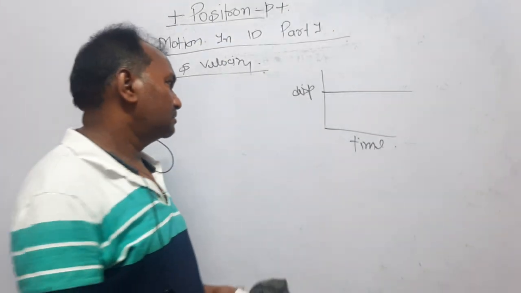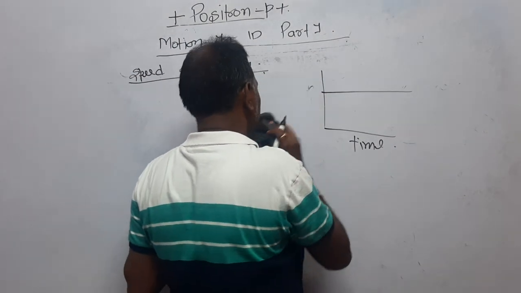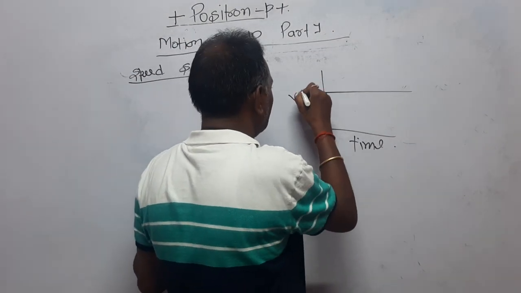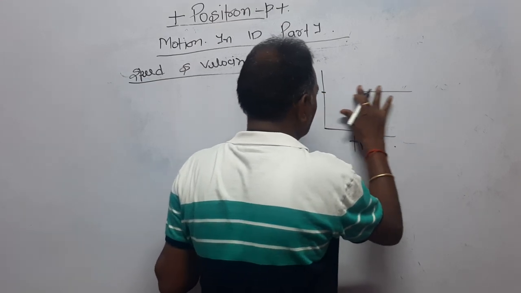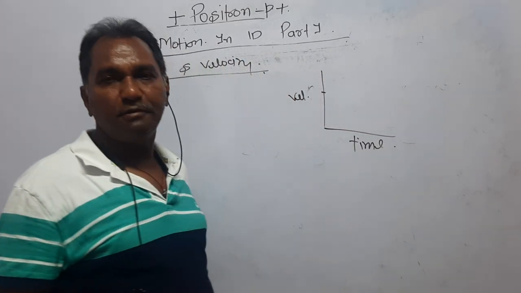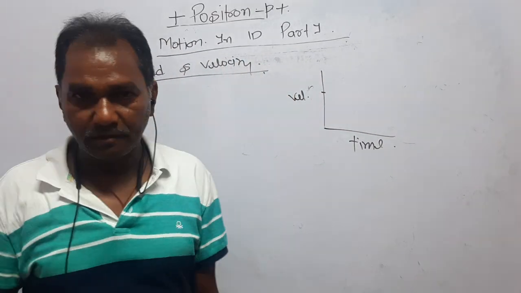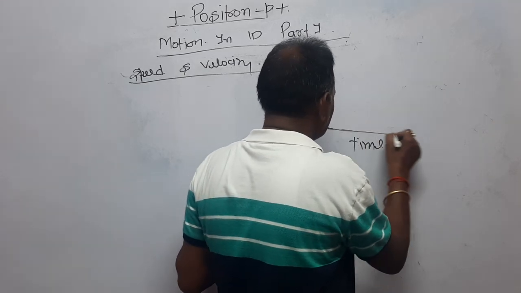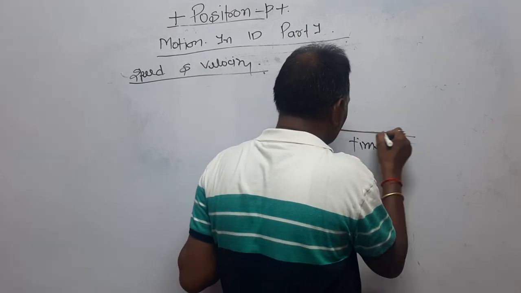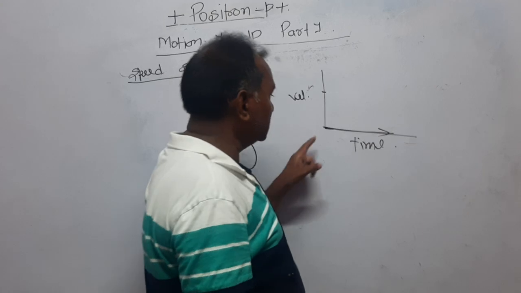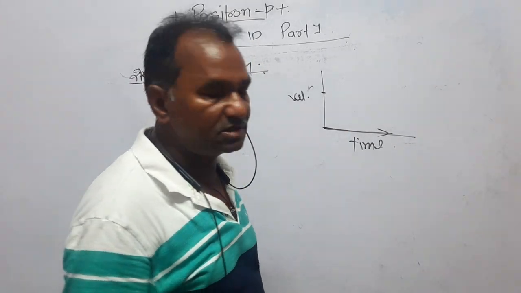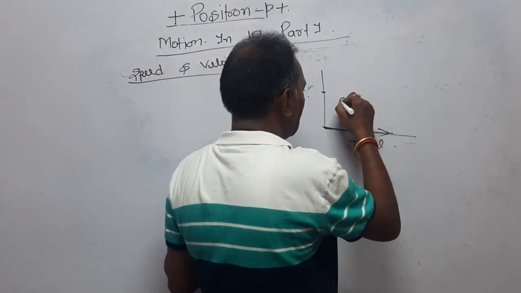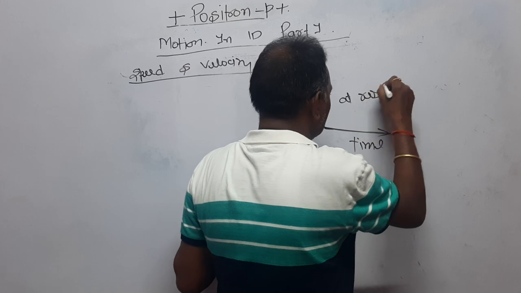Dear students, but what happens if it is a graph between velocity and time? Now how will you represent that the body is at rest? In order to represent this, you have to draw the graph along this. Only in this case will velocity be 0 and the body is at rest.